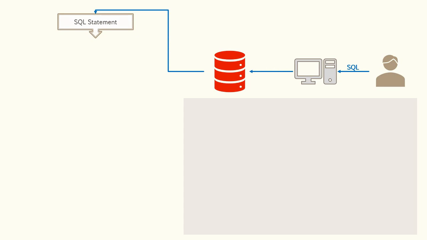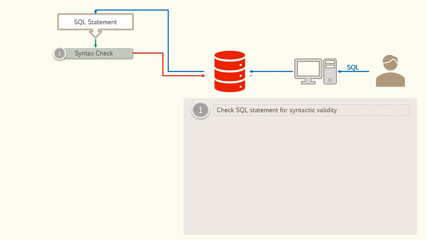The very first step the database server performs is called syntax check. That is, it validates whether the statement received is syntactically correct. In case the statement is not syntactically correct, then Oracle database will throw an exception to the user saying that this statement is invalid.